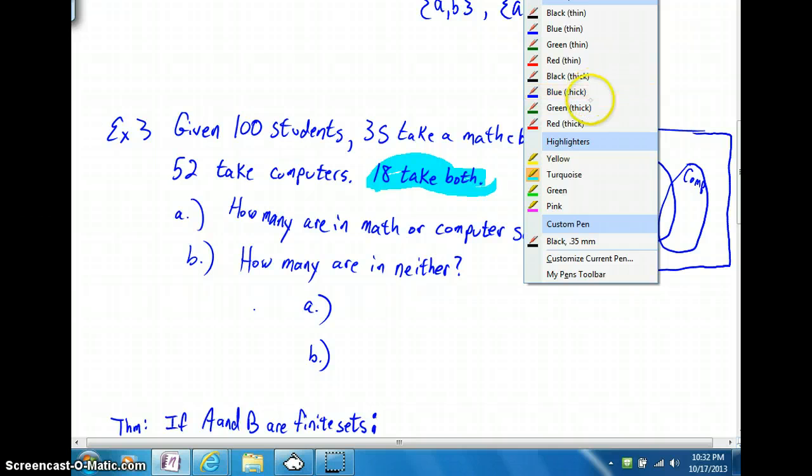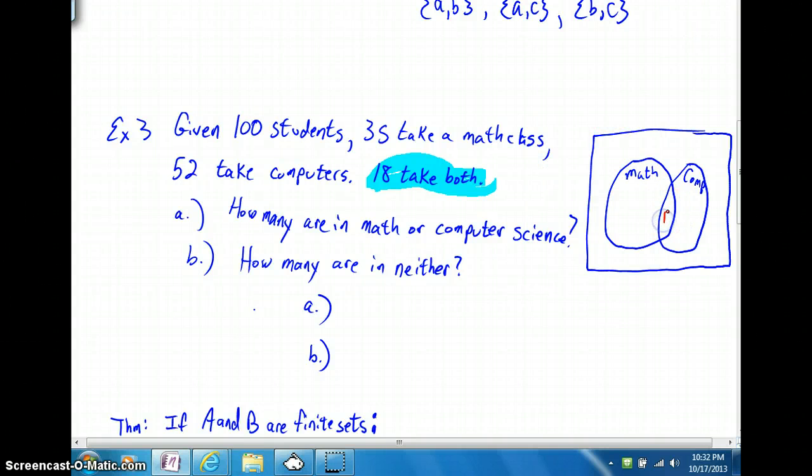Well, I'm going to start off by writing 18 right here in the middle. There are 18 students who are simultaneously taking a math class and computers. There are 35 students who are taking math, and we already know that 18 of them happen to also be in computers. That means 35 minus 18, which would be 17. 17 students are taking math all alone.